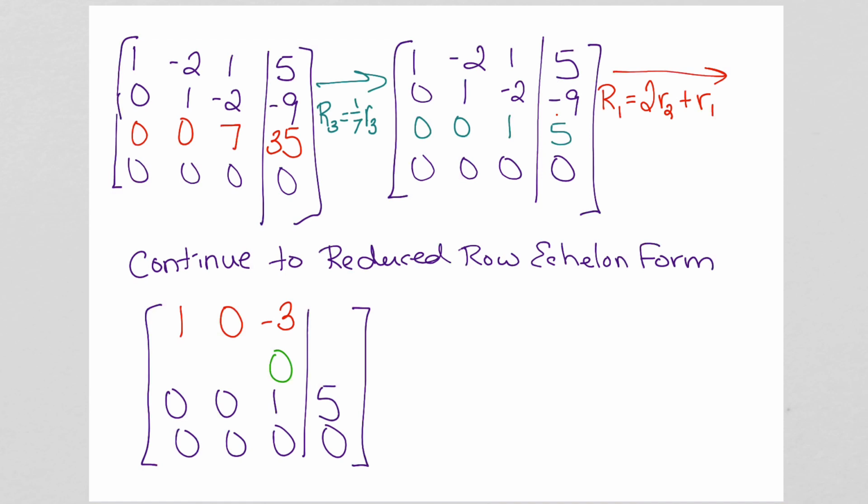Then 2 times -9. Did I do that right somehow? No, let's try that again. I was looking at something else. Oh, it is row 3. 2 times 5 is 10, and 10 plus -9 is 1.